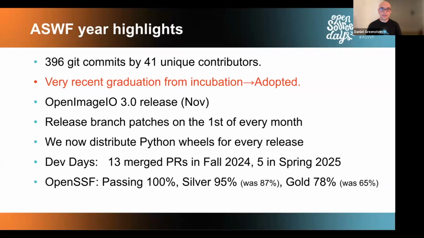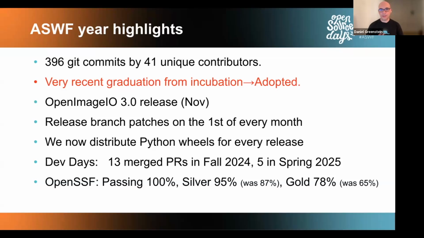We had our big 3.0 release last November. There have been constant patches on the first of every month. And one of the big things we've had this year is Python wheels for Python users. So you can download them and use the Python API the same way that you do every other Python package, in the way that all of us Python programmers are used to.